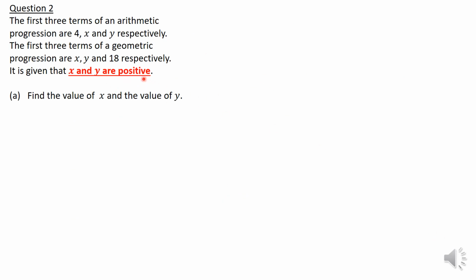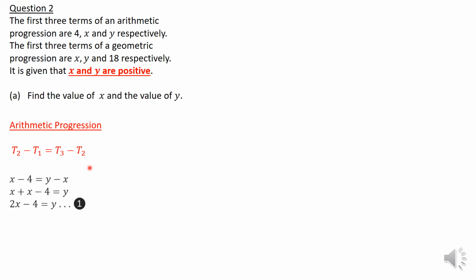Right, so the second question: the first three terms of an AP are 4, x, and y respectively. The first three terms of a GP are x, y, and 18. So first I'm going to do the arithmetic progression, and I know that when you subtract the first term from the second term, you should get the same result as subtracting the second term from the third term. I've indicated it here, and I just made y the subject of the formula so that I can use it in my second equation.